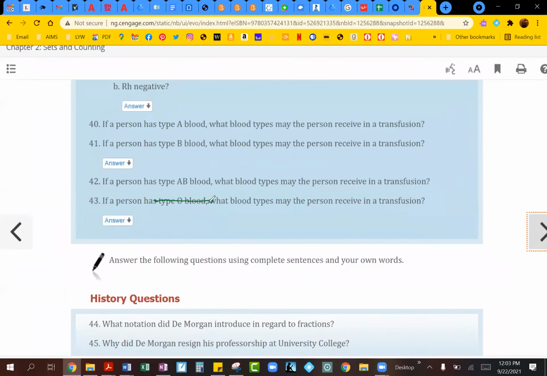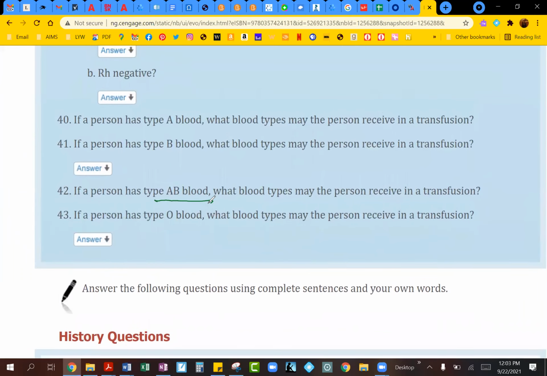And I'm sure you guys have heard the term universal blood donor with the type O's, because again, they do not have a negative effect on people who have other blood types. So yeah, for number 42, they can actually receive a transfusion from any type of blood, so all blood types.